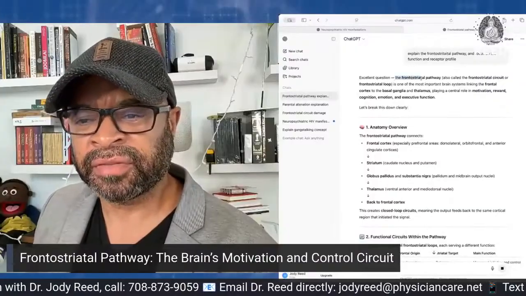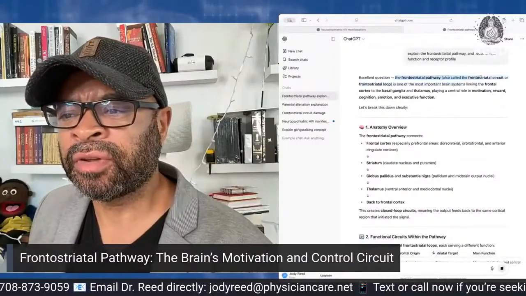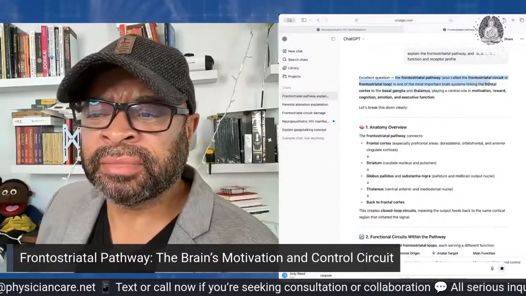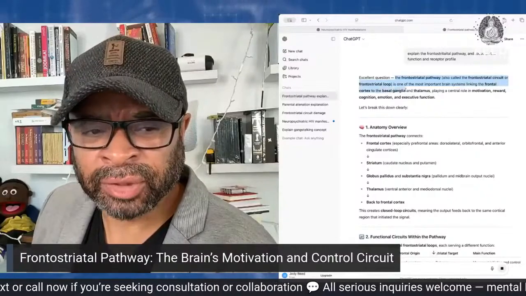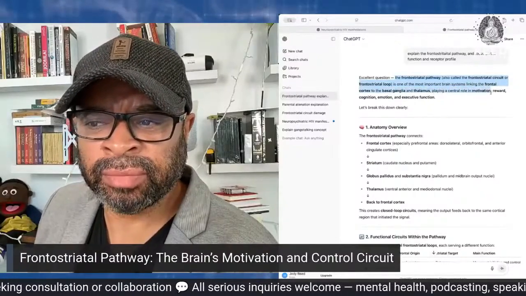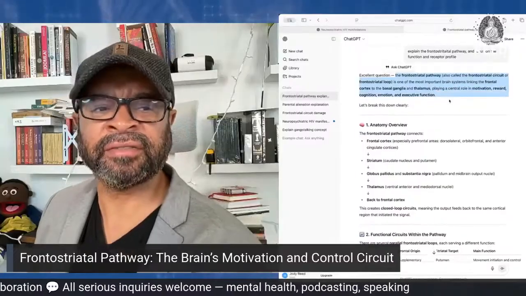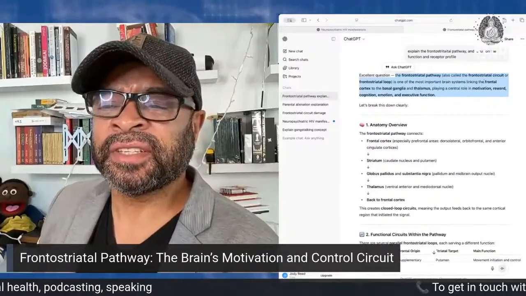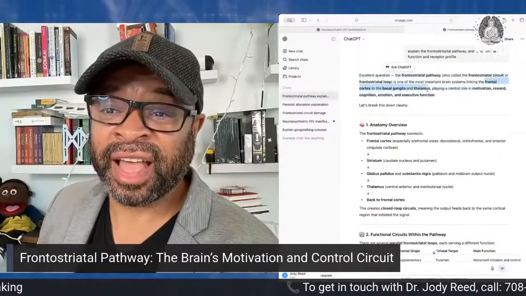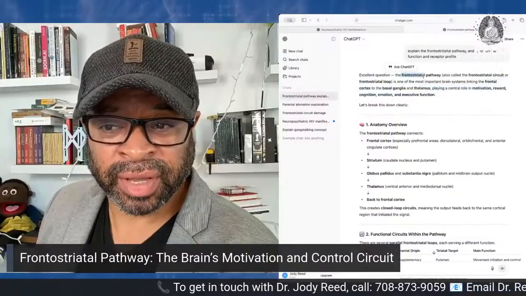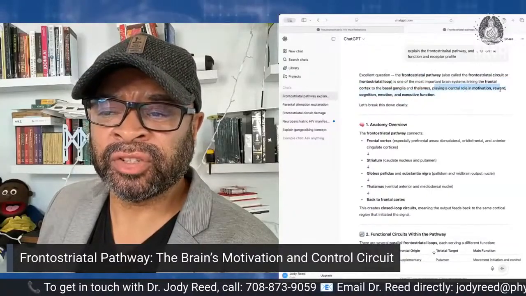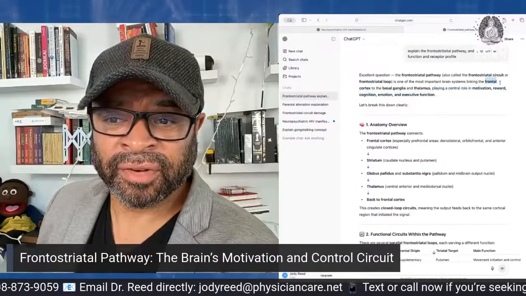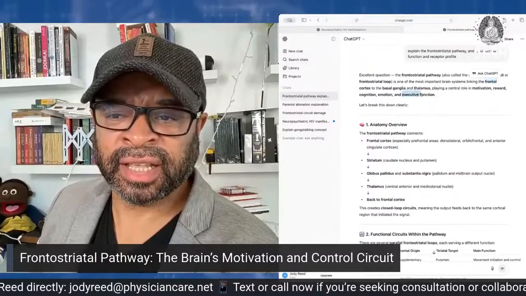Okay, excellent question. The frontostriatal pathway, also called the frontostriatal circuit or the frontostriatal loop, is one of the most important brain systems linking the frontal cortex to the basal ganglia and the thalamus, and playing a central role in motivation, reward, cognition, emotion, and executive function. This is very important to understand. So this connects the frontal lobe to the basal ganglia and the thalamus, right? Playing a critical role in motivation, reward, cognition, emotion, and executive functioning. Because with that frontal lobe, you want to get the input for that executive functioning.